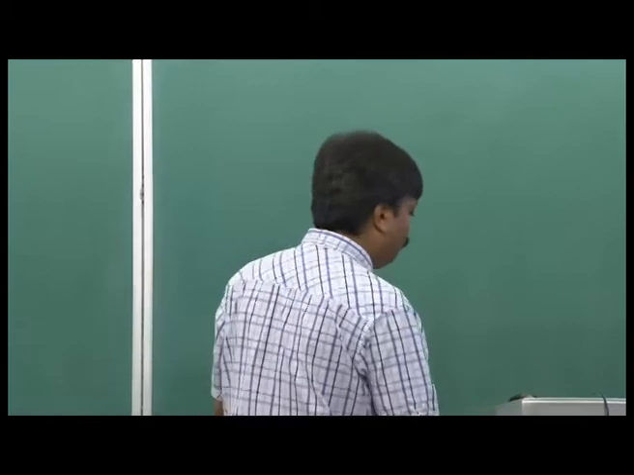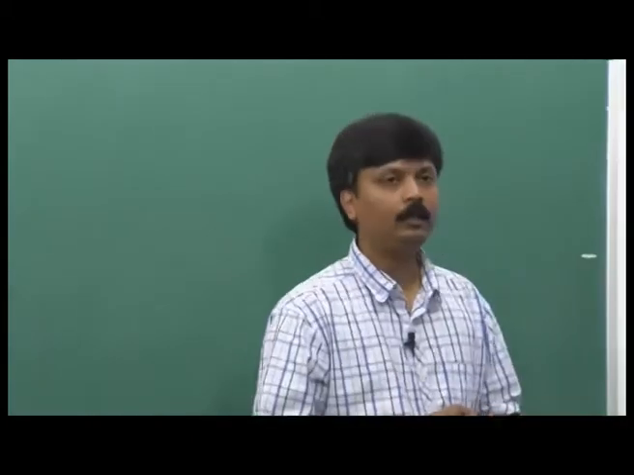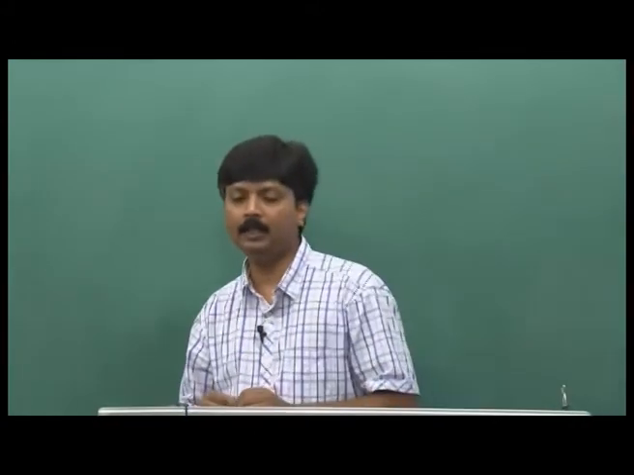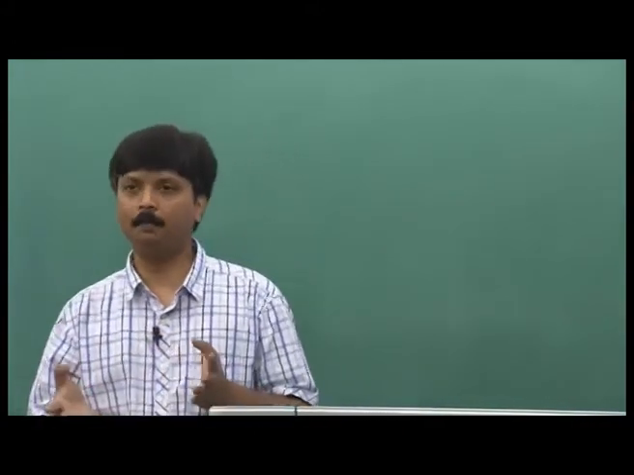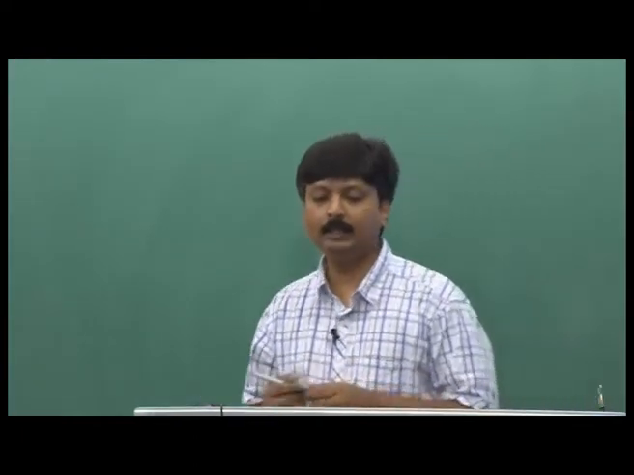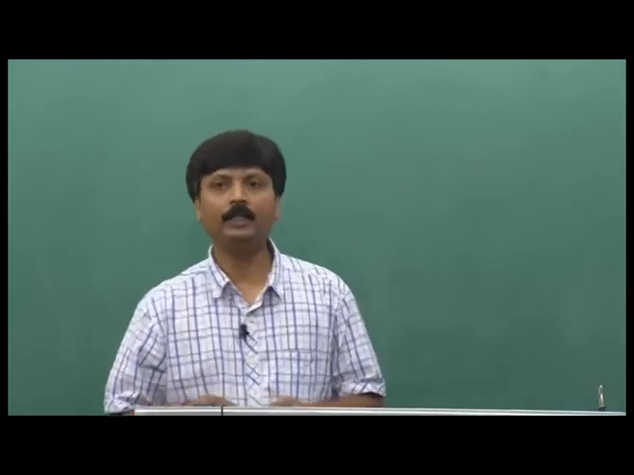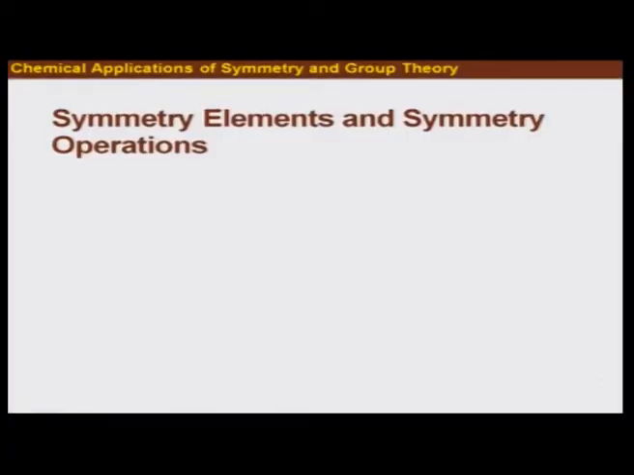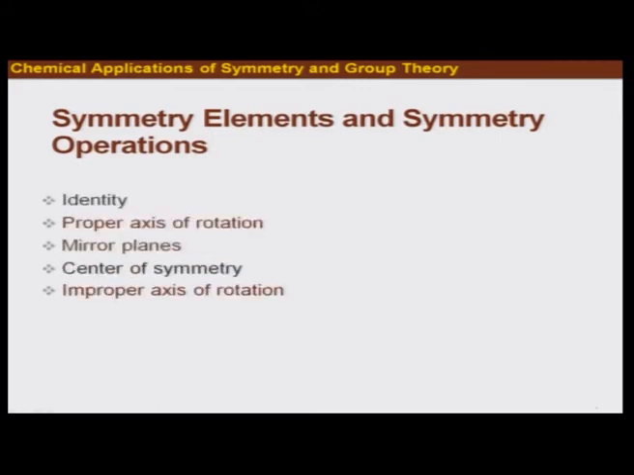And today what we are going to do, we want to find out about the symmetry elements and symmetry operations in a bit more detail. Okay. So what are the symmetry elements and symmetry operations that a molecule can have? One can have 5 different symmetry elements, and we can generate several symmetry operations out of those elements. Okay, we will look at that in greater detail. So let's look at them one by one.